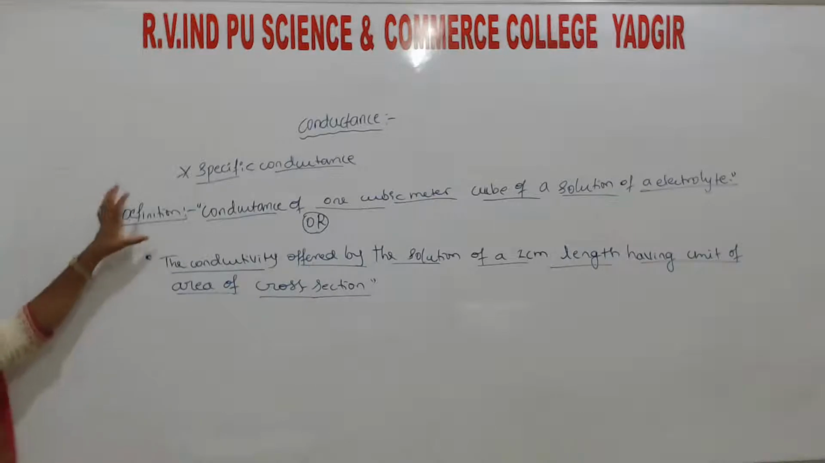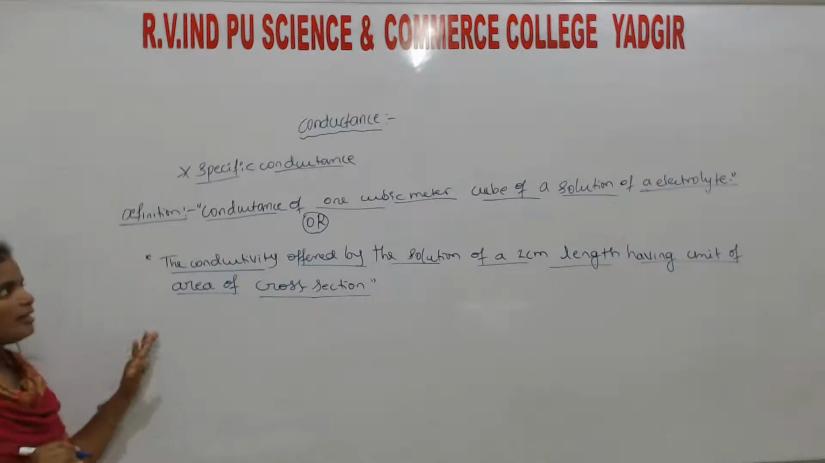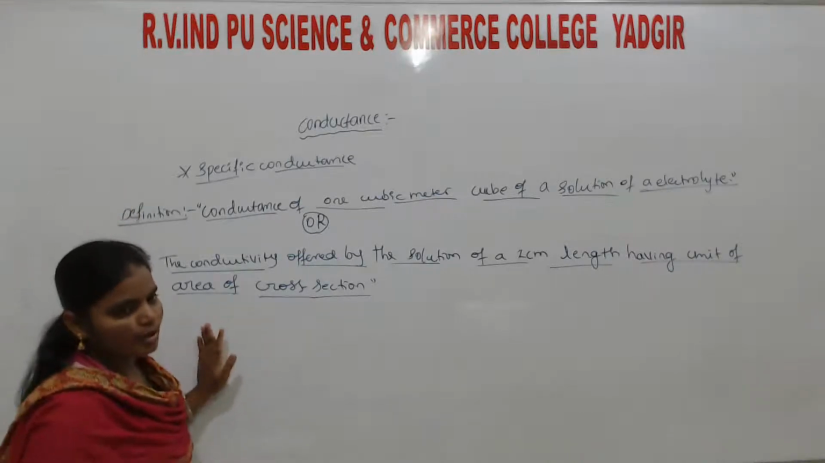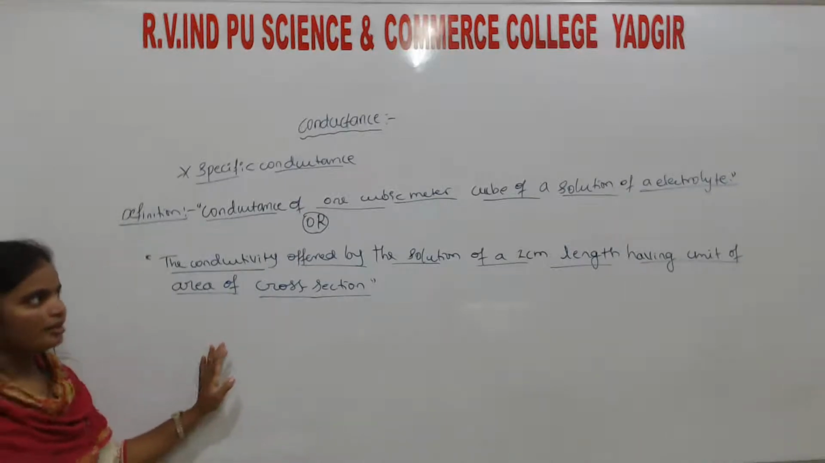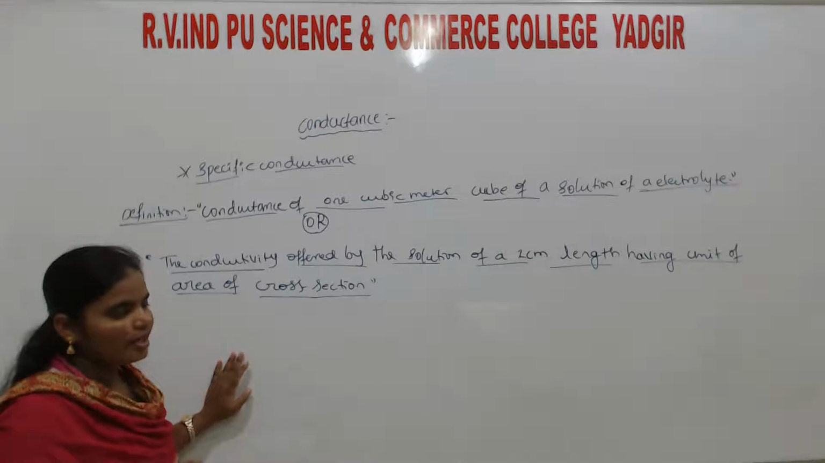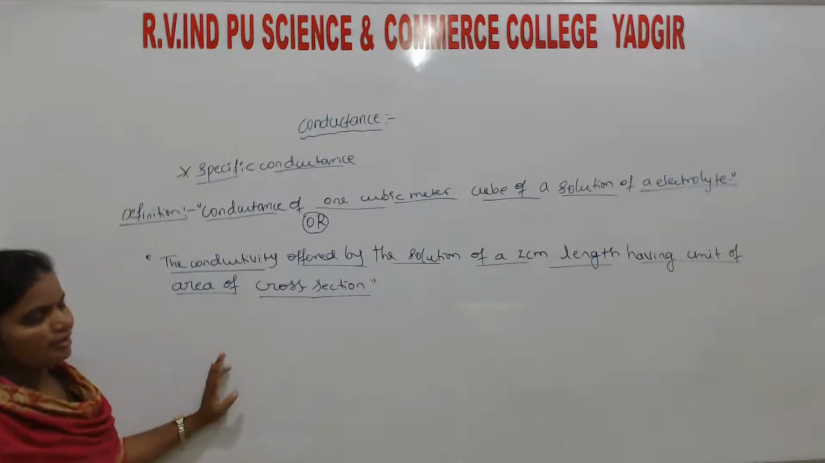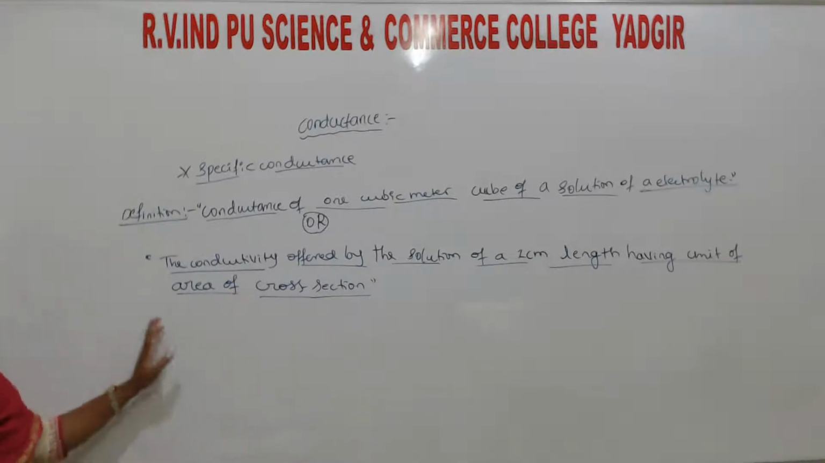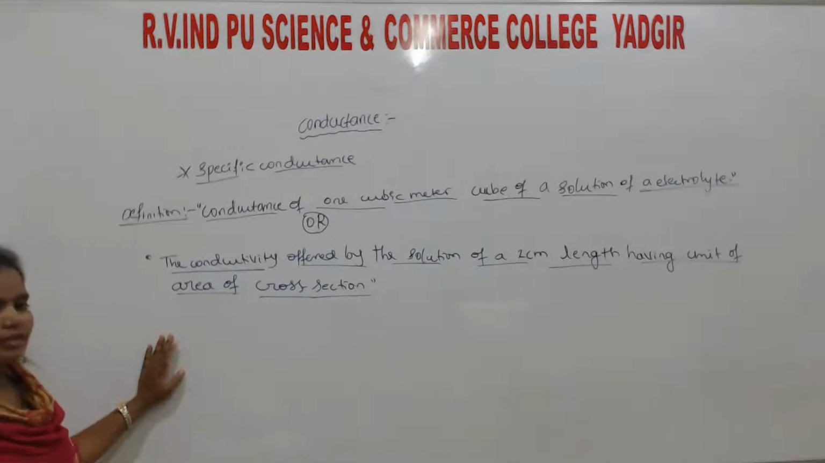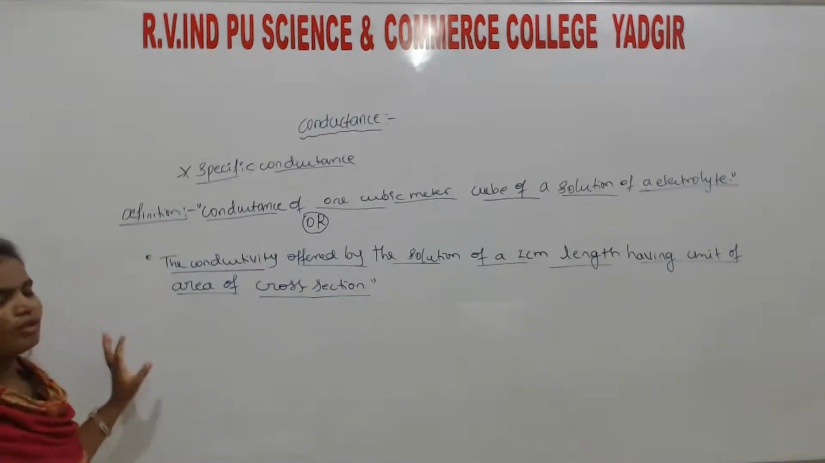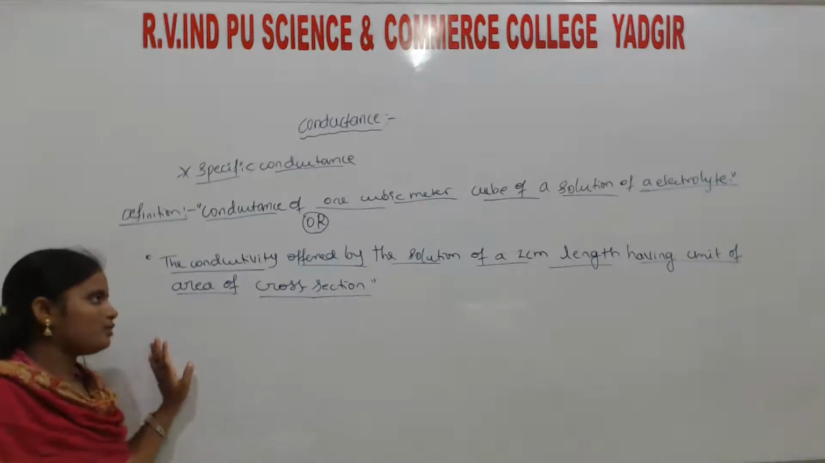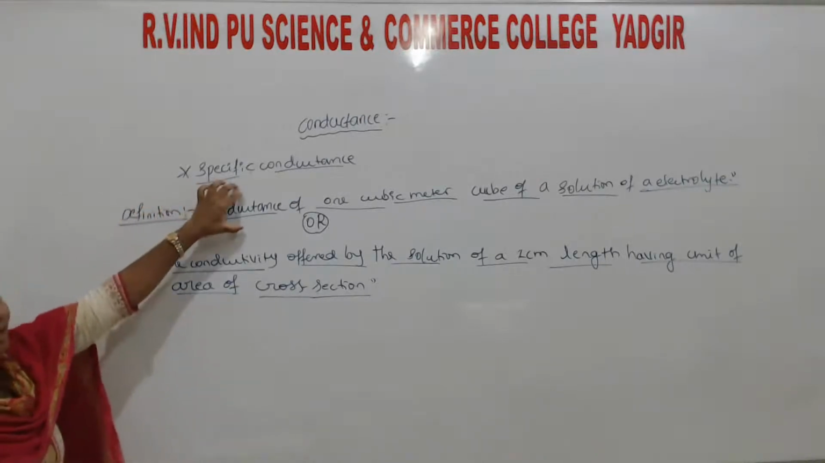Here is the definition of specific conductance: conductance of 1 cubic meter cube of a solution of electrolyte. Take any example, HCl or NaCl, any electrolyte. The conductance of 1 cubic meter cube of a solution of electrolyte is known as the specific conductance.